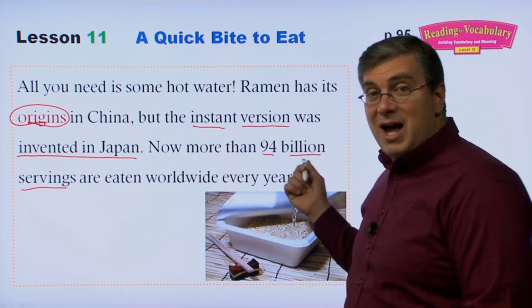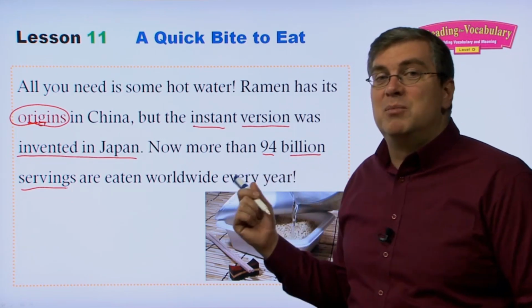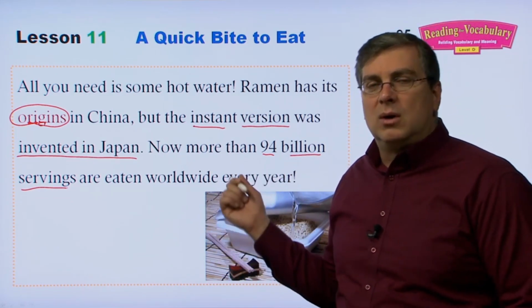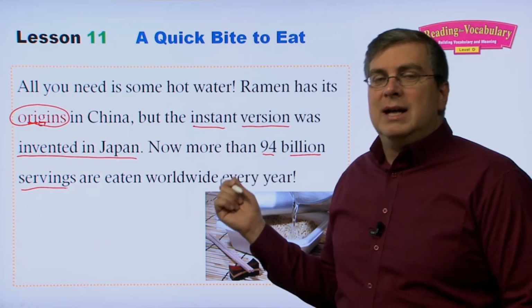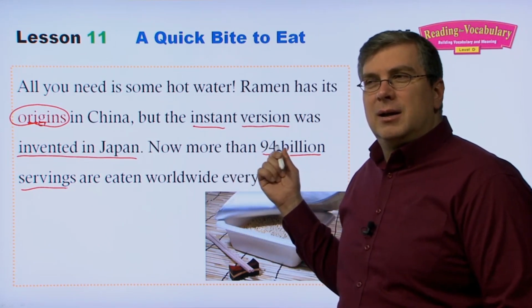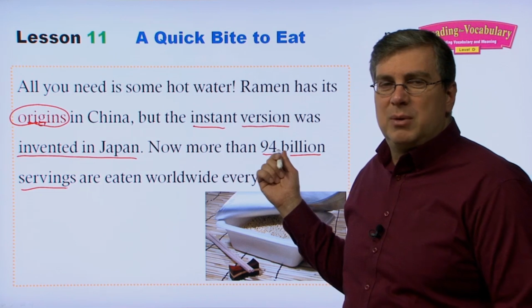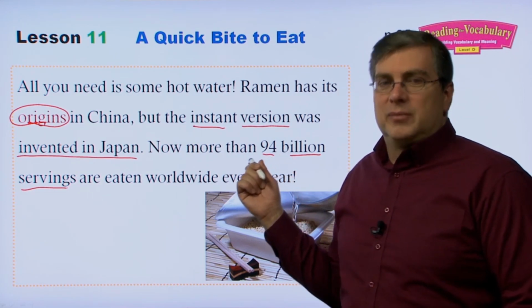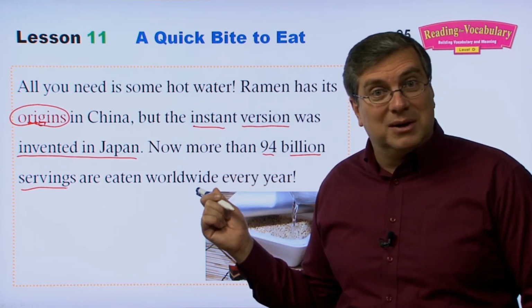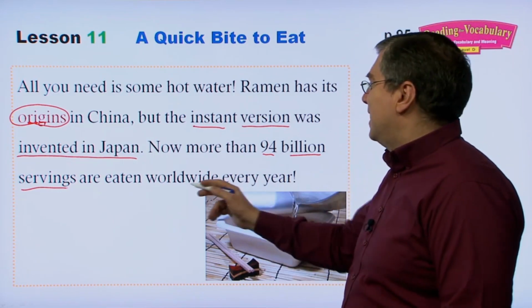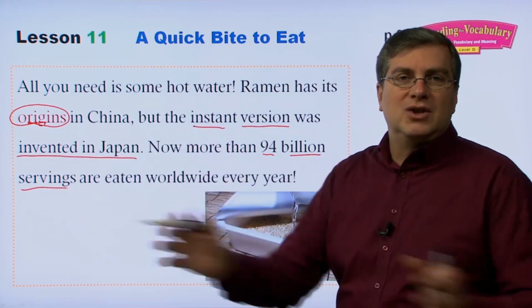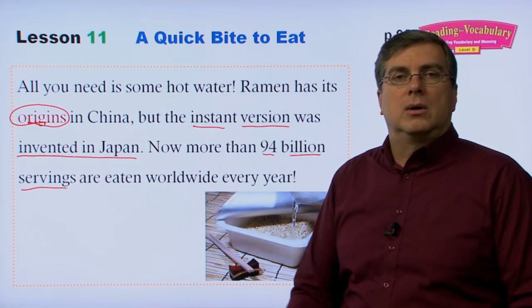But still, that's a lot if you think about it, because there's only 7 billion people in the world. And only a percentage, not all of those people, are eating ramen. So some people are eating a lot of ramen, if you think about it. Okay? It's eaten all over the world, not just in one area, but all over the world every year.